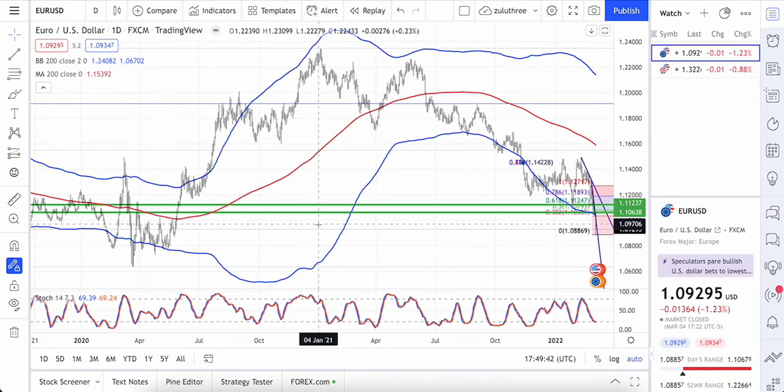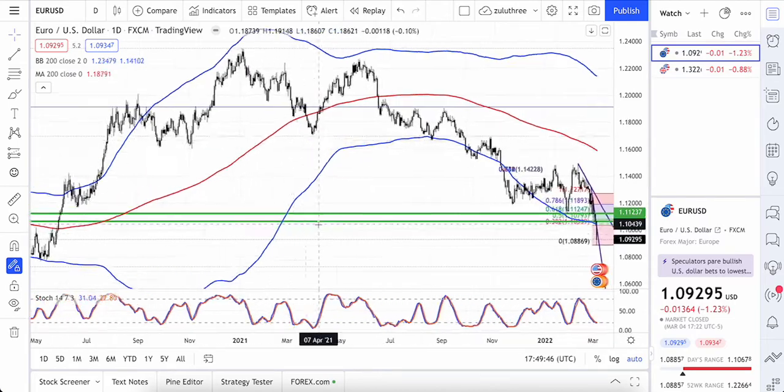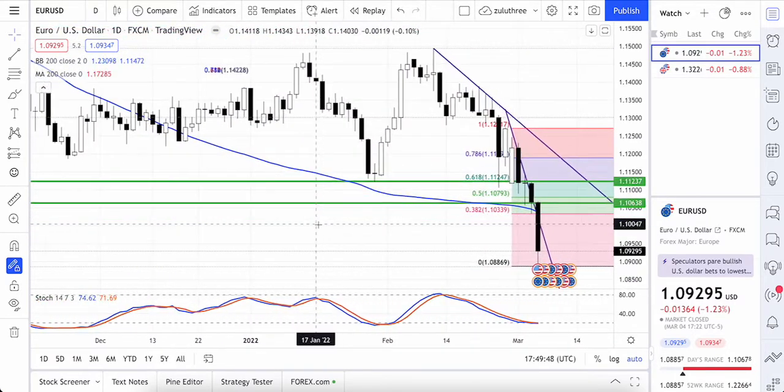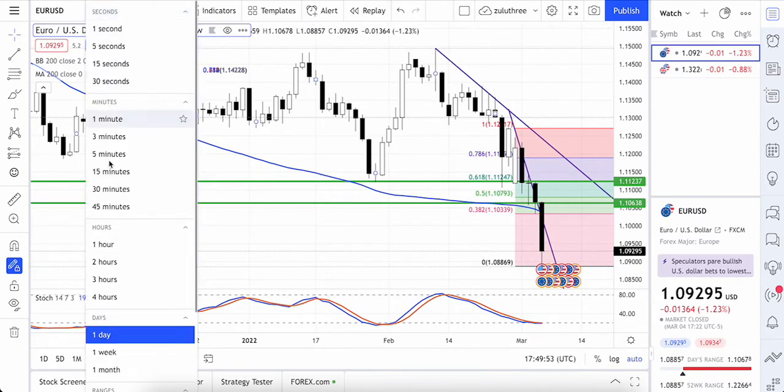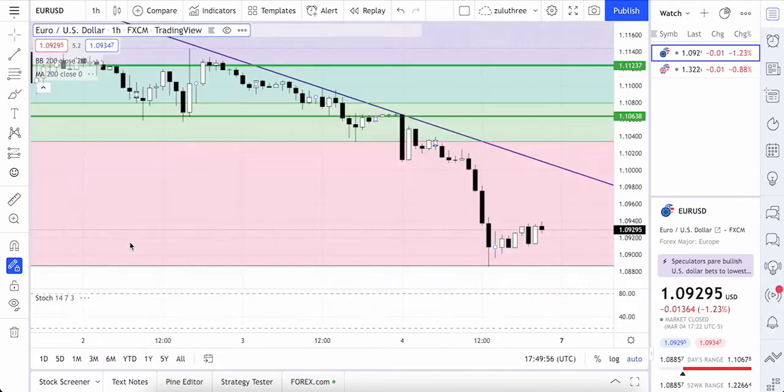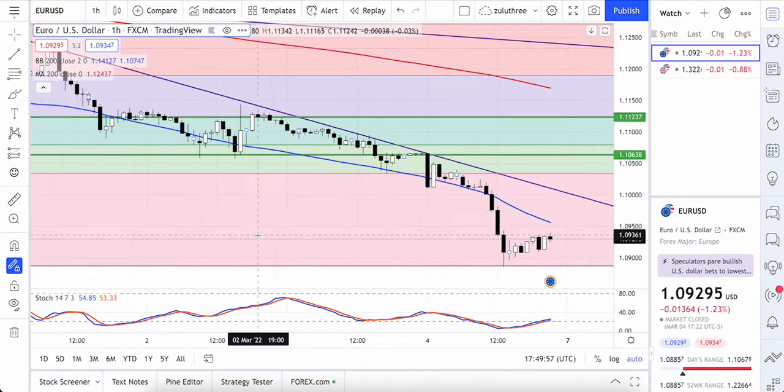It's probable. We want to generally trade short on the euro because of all the things I've just said. If we go back to the hourly chart, we're going to be looking for opportunities to sell the euro.